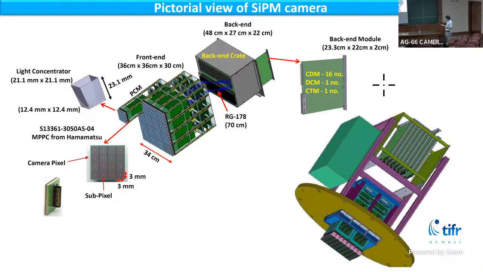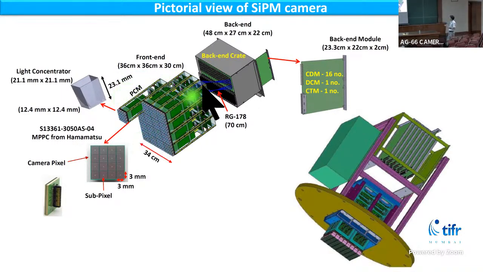So this is a pictorial view of the camera. In the electronics module, the sensor mount board is here, and in front of it the light concentrators are mounted. Just behind that, the preamplifier cards are there, and the bias system is there. These are housed in an assembly that we call the pixel cluster module.